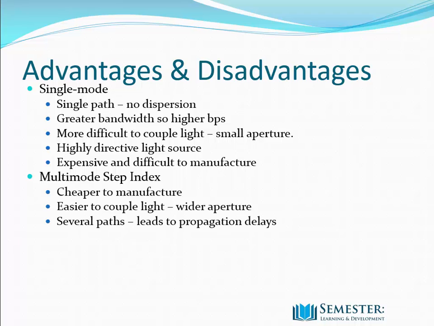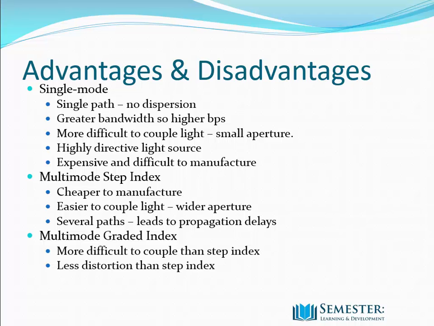Multimode stepped index is cheaper to manufacture, easier to couple light, and has a wider aperture, but it has several paths of light which lead to propagation delays. But graded index is a little bit more difficult to couple than stepped index, but it does have less distortion than stepped index.